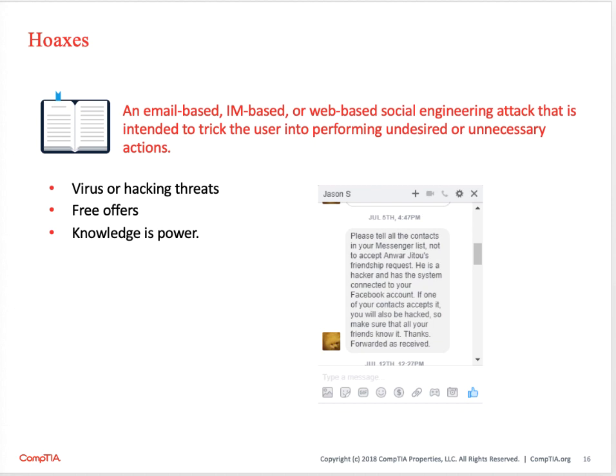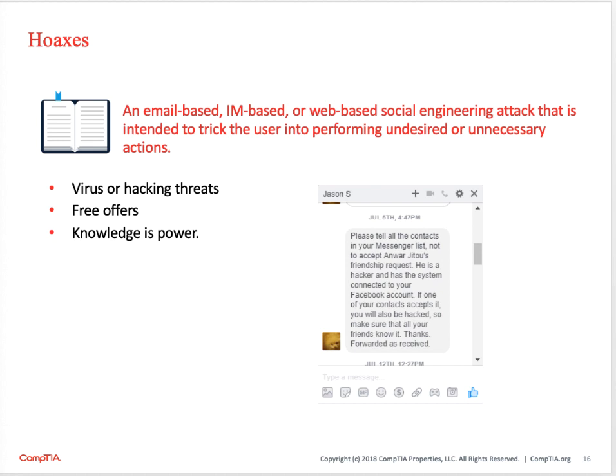So hoaxes. This is going to be an email-based, IM-based, web-based social engineering attack that's intended to trick the user into performing undesired or unnecessary actions. A lot of times hoaxes are going to depend on the type of experience that the target has with a computer, with technology. A lot of these may be just benign and stupid. A lot of them are to cause disinformation and stuff, right?